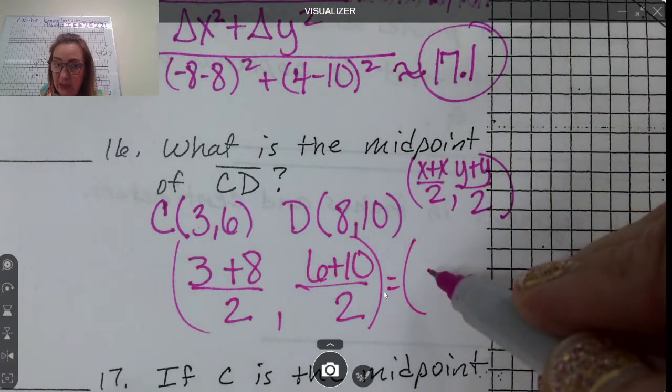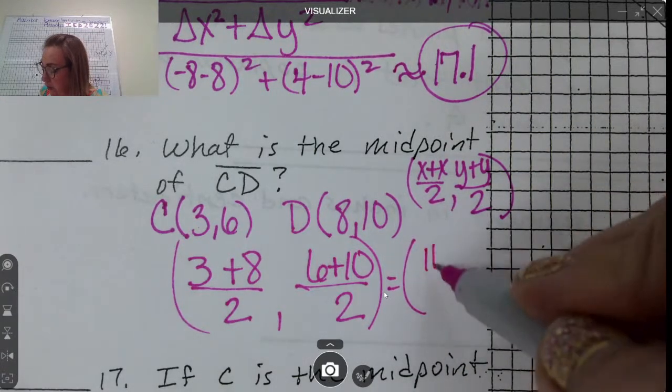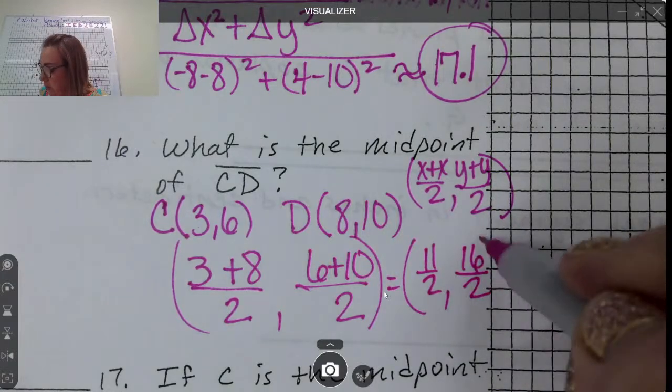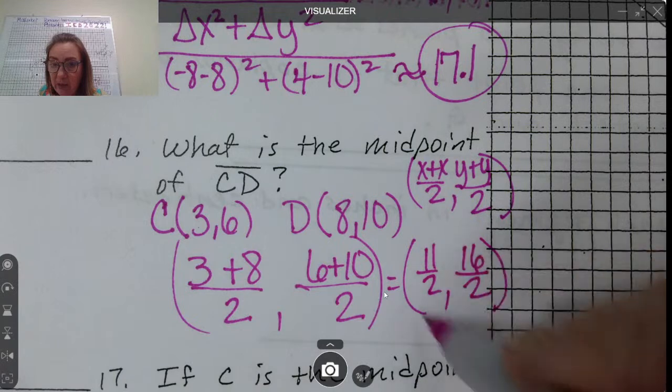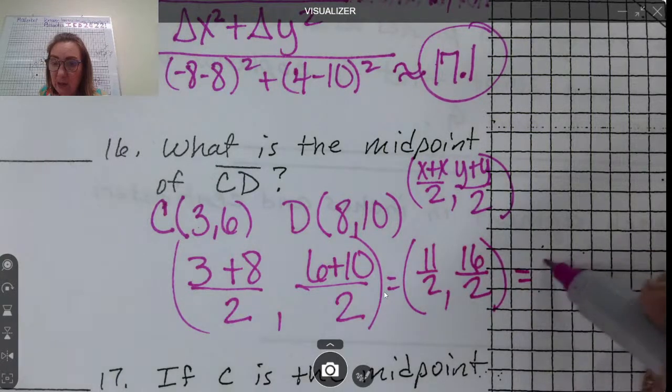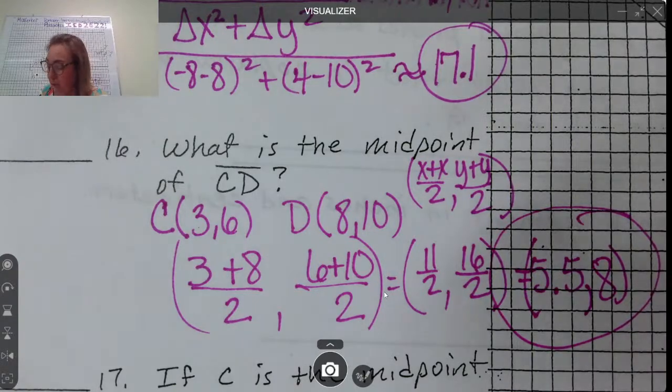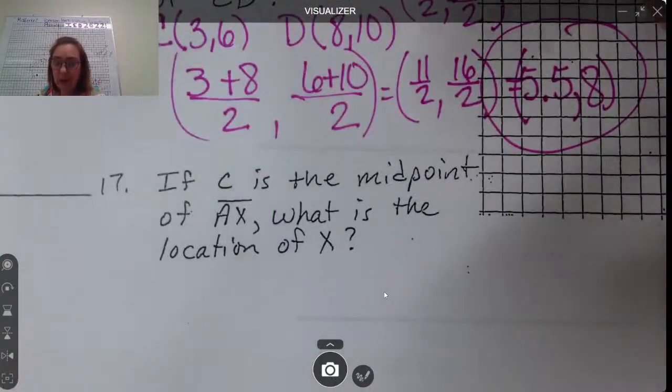So 3 plus 8 is 11, divided by 2. 6 plus 10 is 16, divided by 2. So 11 divided by 2 is 5.5, or 5 1/2. 16 divided by 2 is 8. So that's our midpoint. Okay, now number 17 is a little bit tougher.